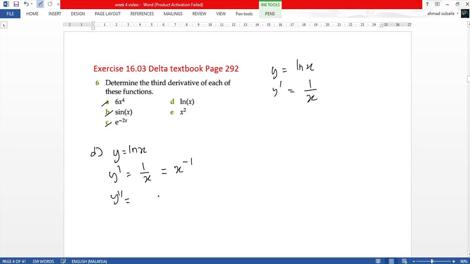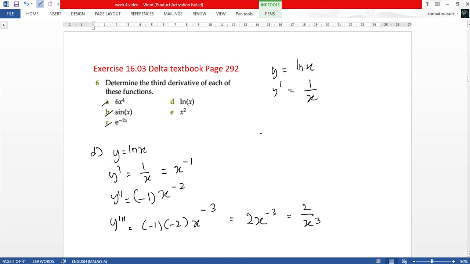Proceed. Second derivative. This one is similar to question A. Bring down the power, power minus 1. So bring down the power, negative 1. Negative 1 minus 1 is negative 2. Triple prime, the third derivative. Negative 1 multiply negative 2. X, simply copy the x. Negative 2 minus 1 is negative 3. So the final answer is 2x power of negative 3. Or you can bring it down.